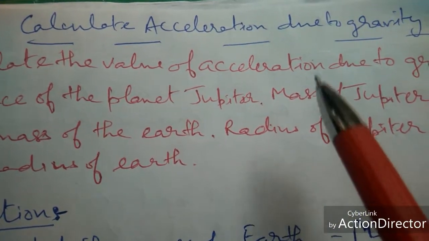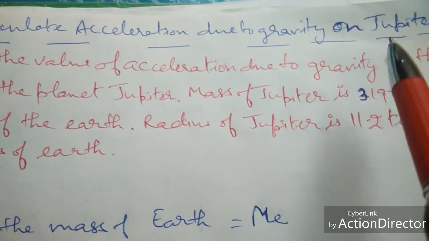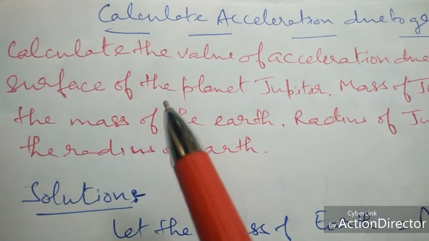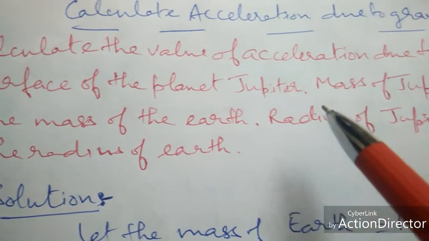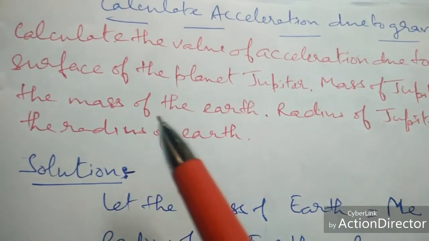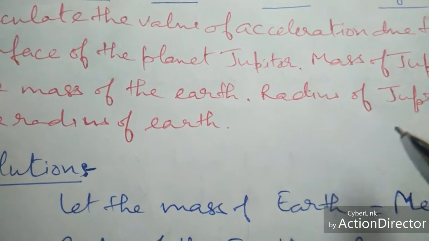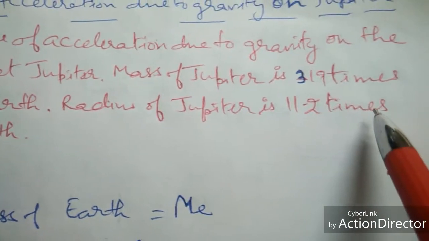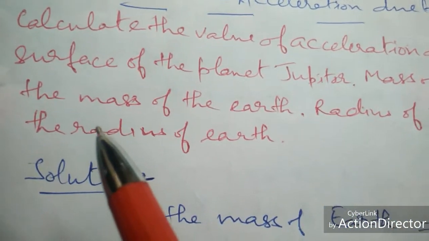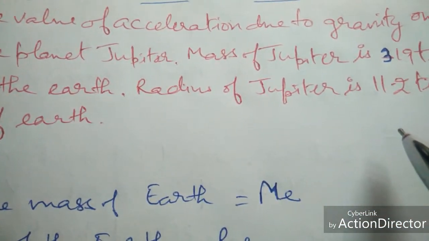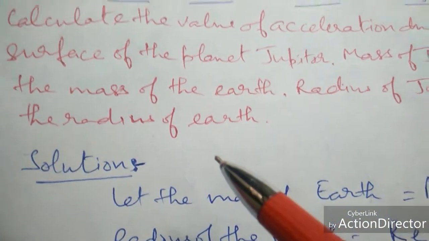Today we will calculate acceleration due to gravity on Jupiter. The statement of the numerical is: calculate the value of acceleration due to gravity on the surface of the planet Jupiter. Mass of Jupiter is 319 times the mass of the Earth, and the radius of Jupiter is 11.2 times the radius of the Earth.